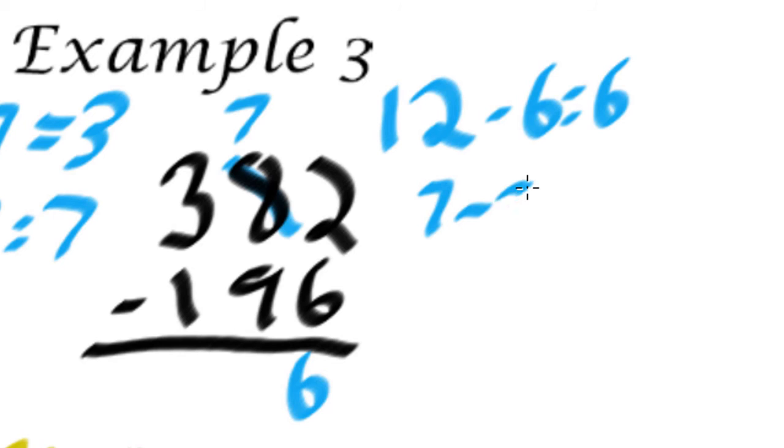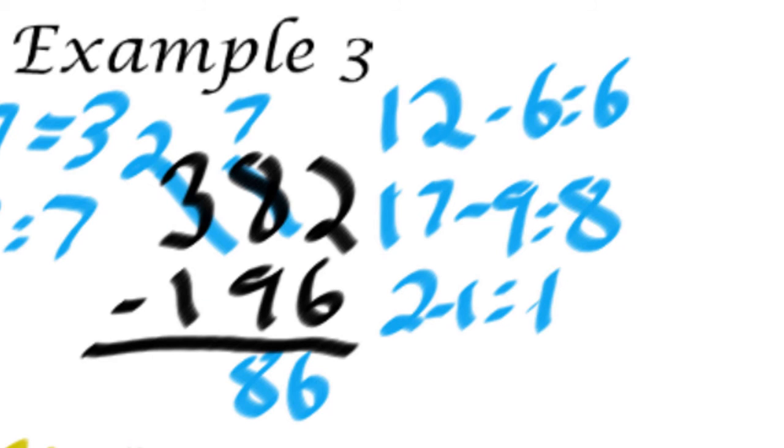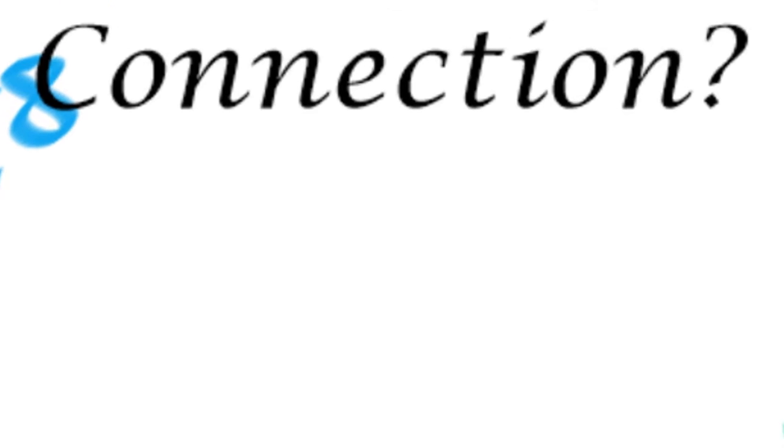Then subtract 7 minus 9. We do the exact same thing. We're going to take 1 away from the 3. The 7 becomes a 17, and we get 8 for the tens place. In the hundreds place, we have a very easy 2 minus 1, which gives us 1, and our final answer is 186.